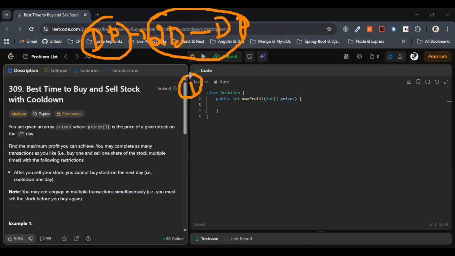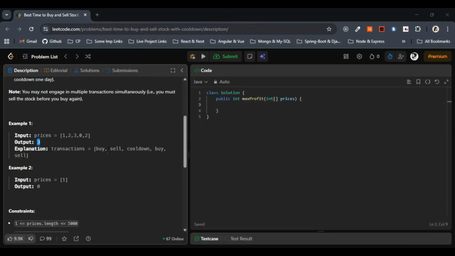Now let's move on with the first step here. We'll be considering the prices. Let's consider the same first example here. As I've said, we'll be going with a 2D DP. So let's move on with the approach. The first step would be, we will consider prices, nothing but 1, 2, 3, 0, 2.